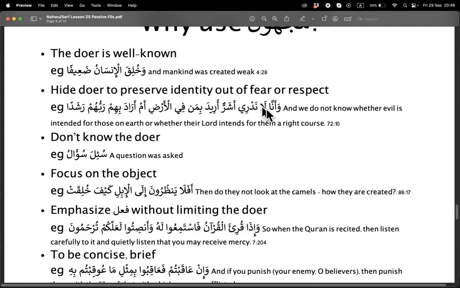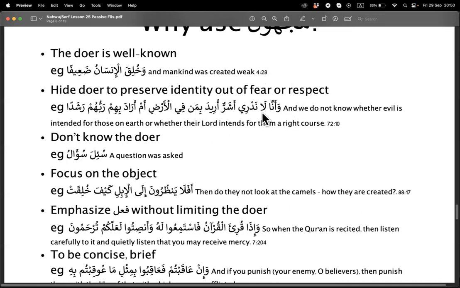Okay, so here we do not know whether evil is intended for those on the earth. Here is "rashad", or good, or guidance, right? Because it is intended, their Lord intended for them. So when it's good, they give the credit to Allah. But when it's something evil, they don't ascribe it to Allah. Of course, both good and evil are from Allah, but we don't ascribe it to Him.